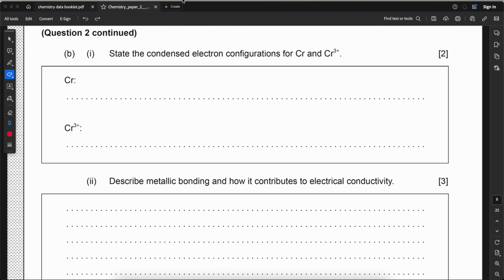State the condensed electron configurations for Cr and Cr3+. Cr has 24 protons and 24 electrons. So this becomes 21 because 3+ means it loses 3 electrons. So for the short notation, that would be [Ar] 4s1 3d5, and this one would be 3d3, because we need to take 1 from here and then 2 from here, because the electrons are reduced as it has the charge 3+.